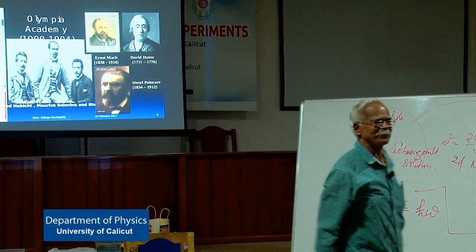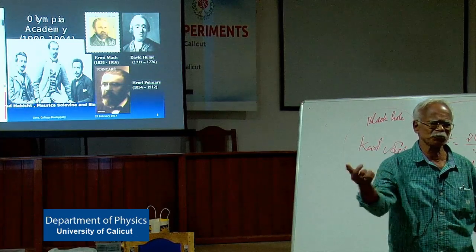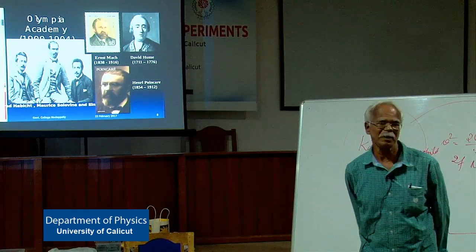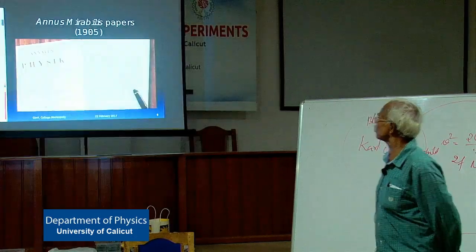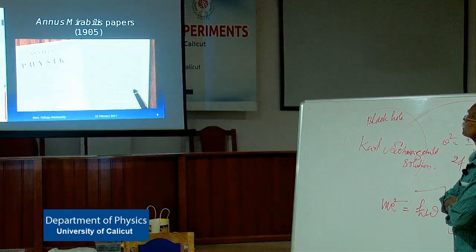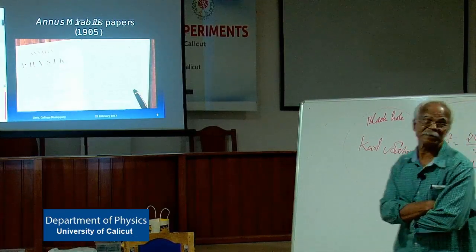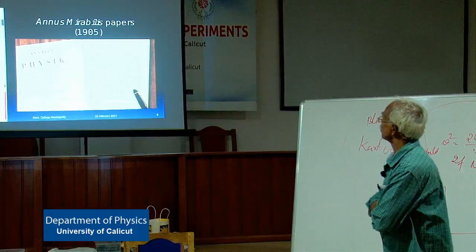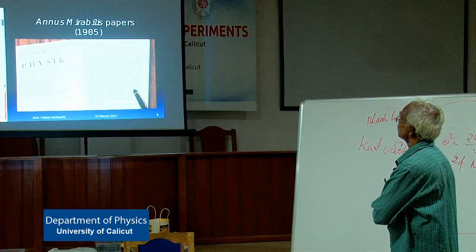Einstein was also like that. He used to walk a lot. And he used to row in a canoe in the river Havel in Germany. Okay, now come. Annalen der Physik. That's that famous journal where Einstein published his papers, Annalen der Physik. That's a German journal.